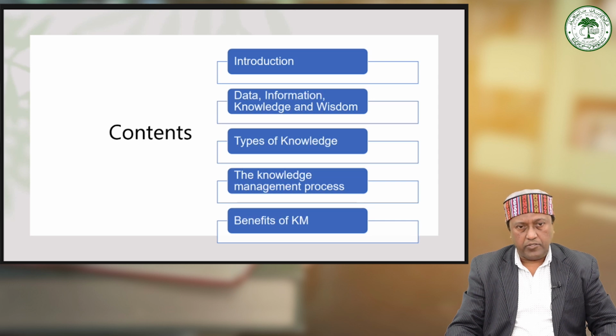First we will take up introduction, then we'll talk about what is data, that's a basic unit of knowledge. Then we'll see how it differs from information and how information and then knowledge and what is wisdom, then what are the different types of knowledge, and then we will see the process of knowledge management, and we will also try to see the benefits of knowledge management. Under these heads we will discuss the whole concept of knowledge management.